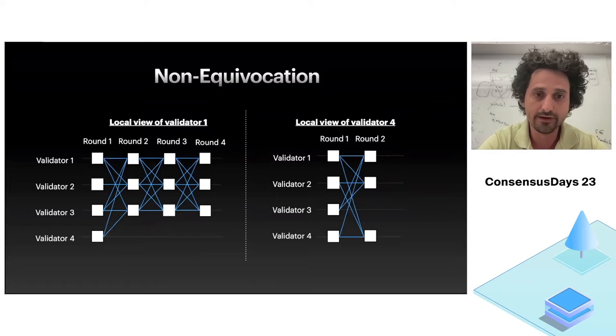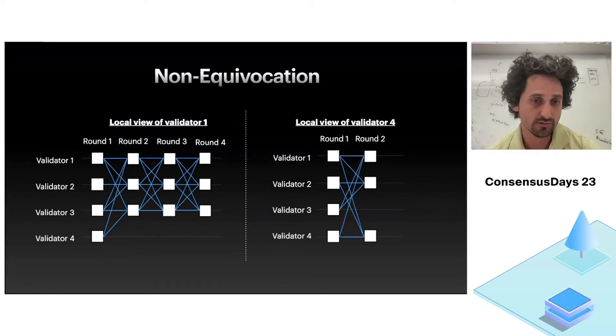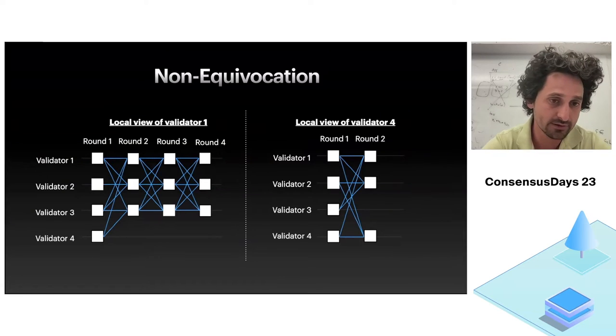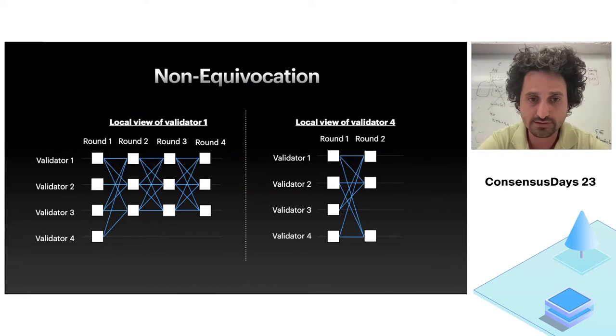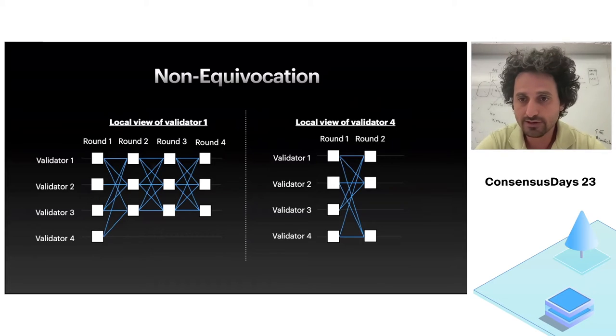Now it's possible here that because of the asynchronous nature, each validator moves forward once it sees the first n minus f nodes. So at any given point in time, validators might see a slightly different local view of the DAG.